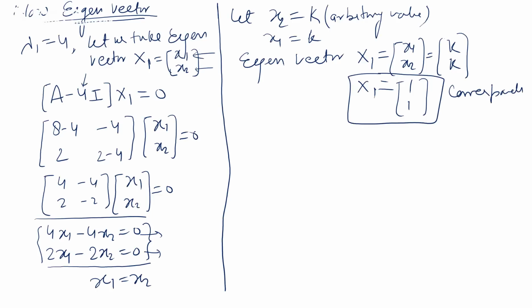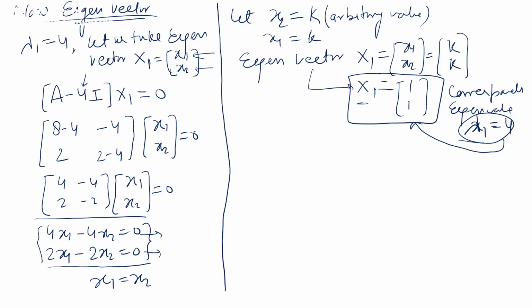corresponding to the eigenvalue, that is lambda 1 is equal to 4. We can also take k equal to 2, 3, 4, but we take just 1 as it is in standard form. You can take any arbitrary value for that eigenvector. So this is the eigenvector, and this is the corresponding eigenvalue, or we can say for that eigenvalue, this is the eigenvector.